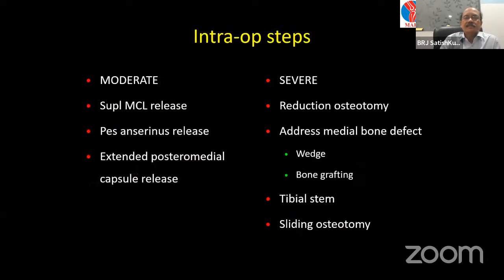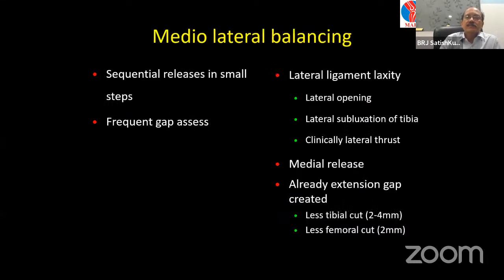As I said, these are the steps in the further medial releases. The release should be done sequentially in small steps. Frequently, you have to assess the gap. And in patients with lateral ligament laxity, the lateral opening will generally be more. As I said, patients who are obese and whose pre-op X-ray shows significant lateral opening and lateral subluxation.